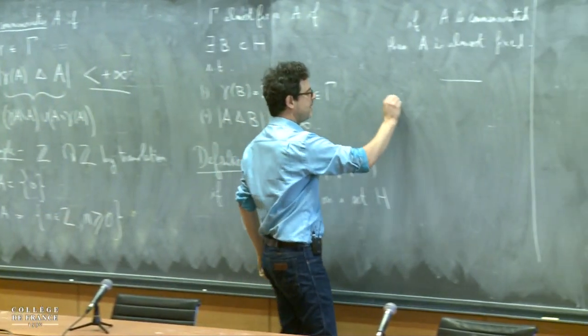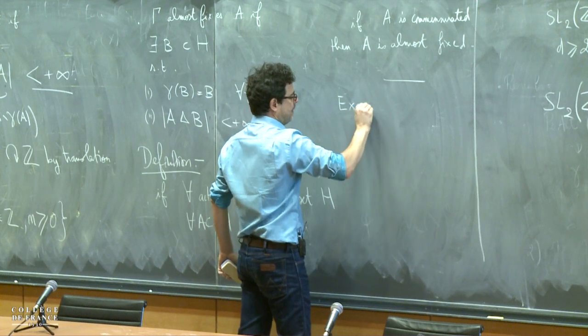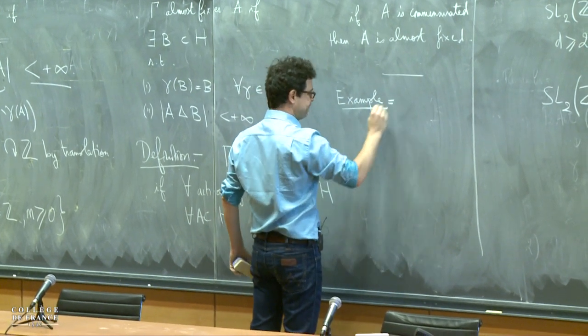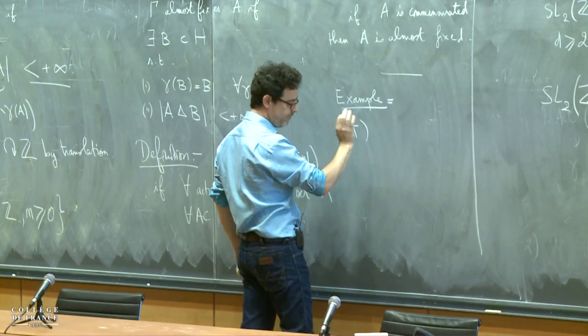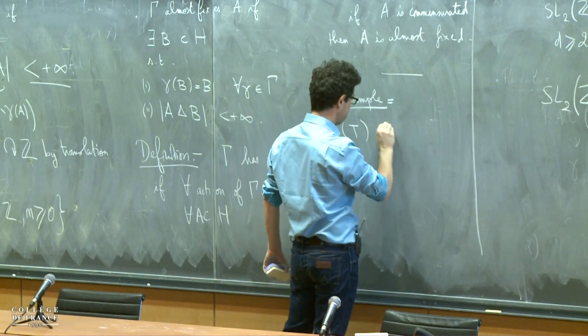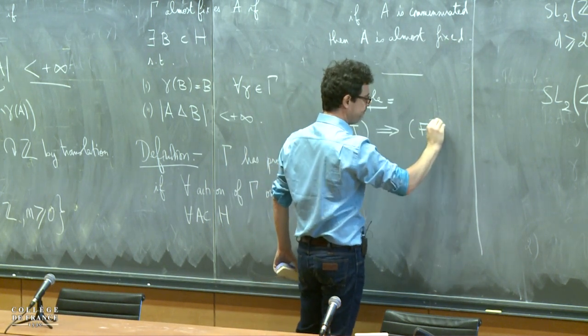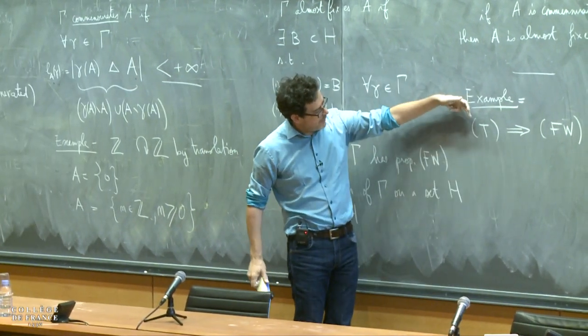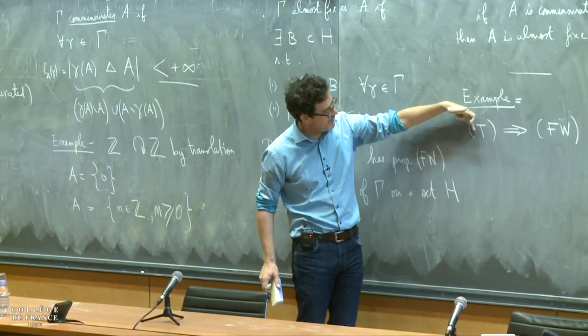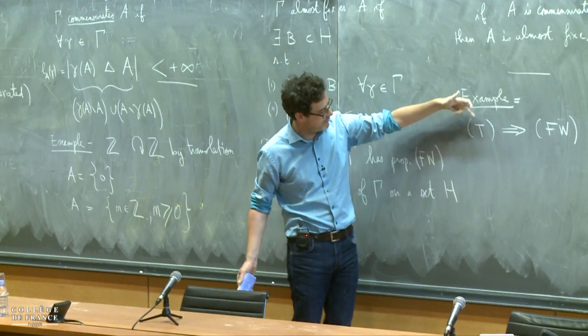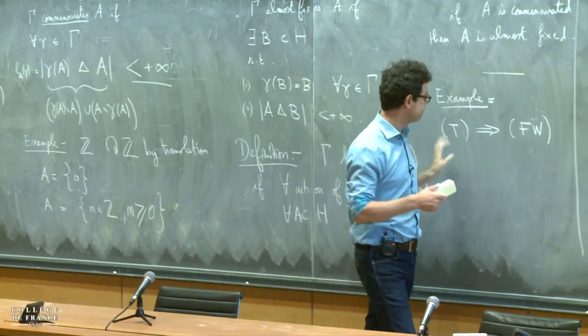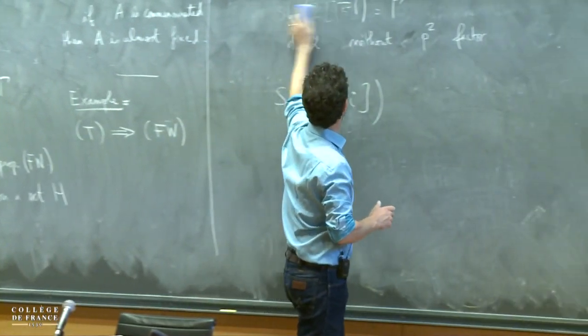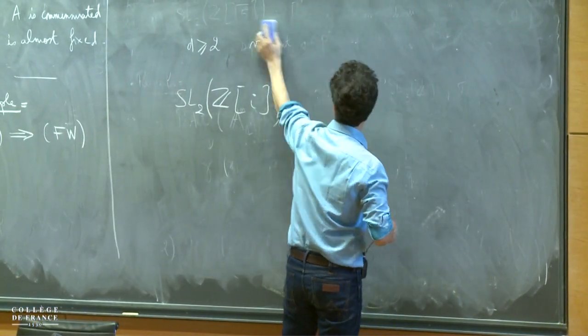So the main example is property T, which I won't define because I don't have time, implies FW. So for instance, all lattices in simple higher rank Lie groups have this property, like SL3Z or other lattices in SL3R.